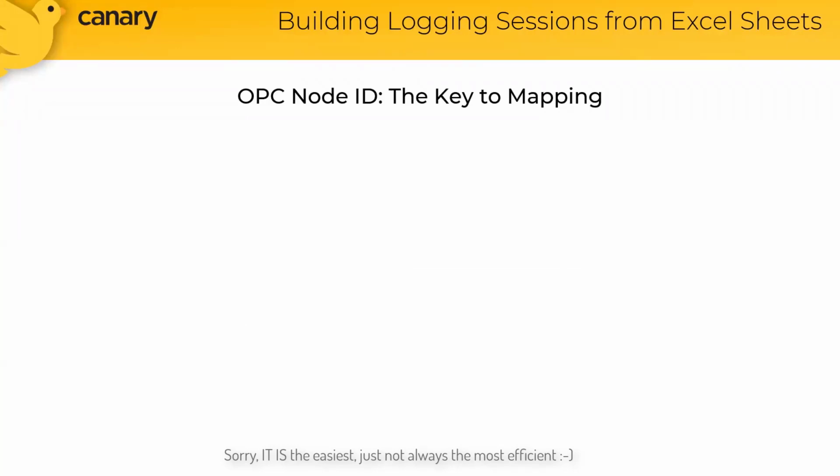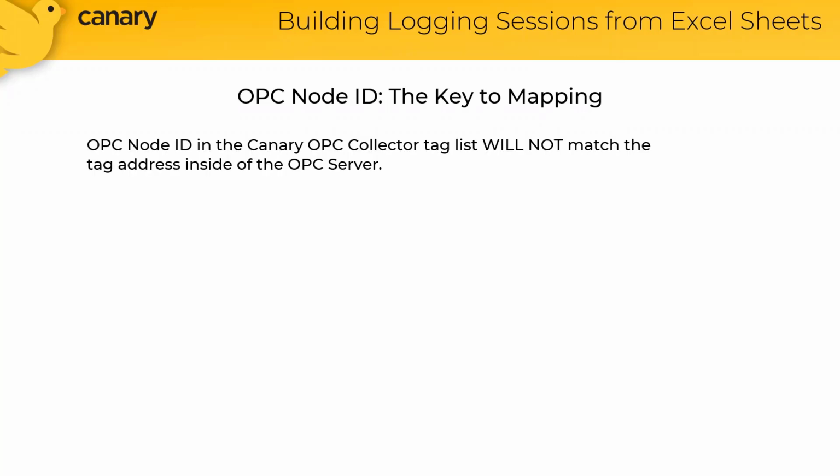So it's important to realize that the node ID Canary uses for each tag on the list is an identifier for a node in the OPC server's address space. That then links to the address of the tag in the OPC server. So therefore, the OPC node ID in Canary will not match the tag address inside of the OPC server. And I will show you the significance of this when we copy the tag list that is exported from the OPC server into the Canary tag list.